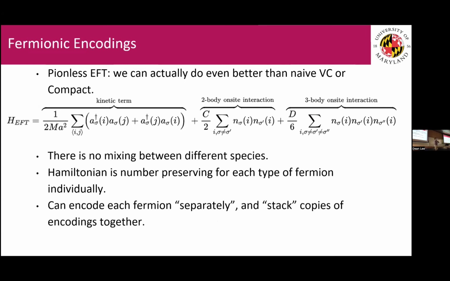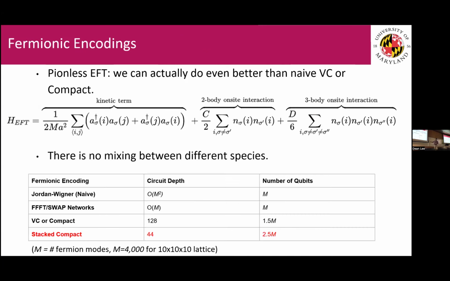We can encode each fermion species with a separate fermion encoding. So we're encoding them individually in separate layers, and we're just going to stack those layers together. And this allows us to reduce our circuit depth even more, something that's significantly better at the expense of slightly more qubits.